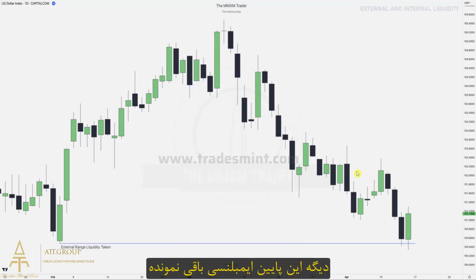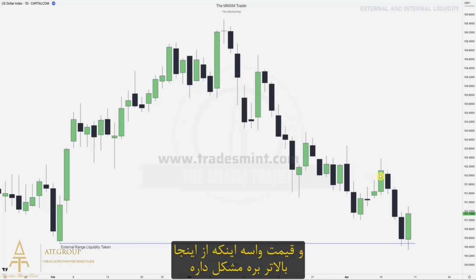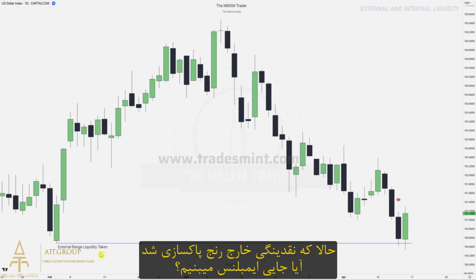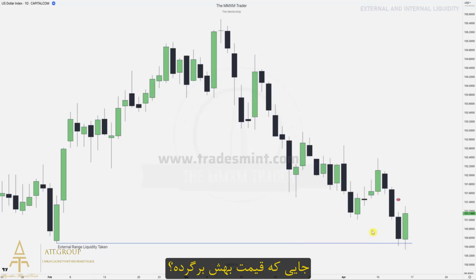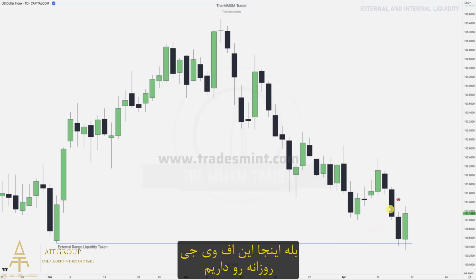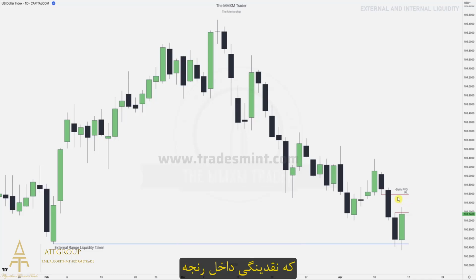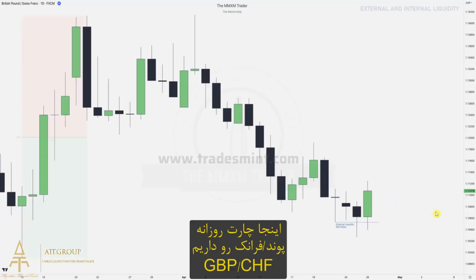There's no imbalance anymore over here, so price has issues going up way higher than here, and it just keeps declining, taking out this external range liquidity. Now we took external range liquidity. Do we see an imbalance anywhere, right, where we can reprice into? Yes, we have over here this daily fair value gap, internal range liquidity. We've got a British pound Swiss franc daily chart over here.